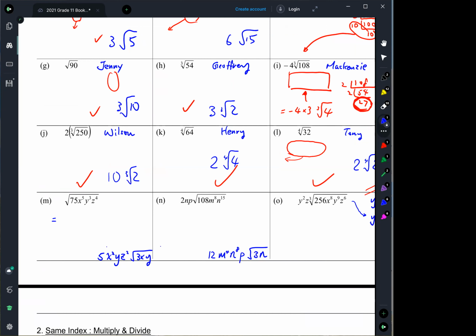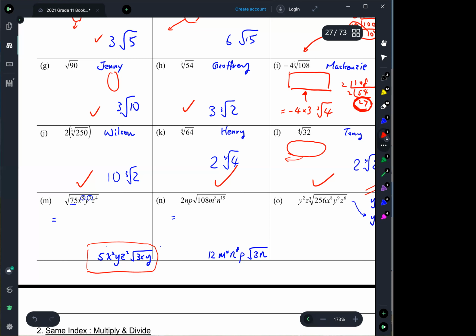All right, I will go over the first two. So for 75, you can have 5 go out. For the extra 5, because we are looking for pairs, you get 2 pairs. So that's why x squared. And for y cubed, you can get 1 pair. For the z, you get 2 pairs, so nothing's left inside. So this one is good. Not so much work to show, except you can show the factoring for 75. For the variables, not much to show.